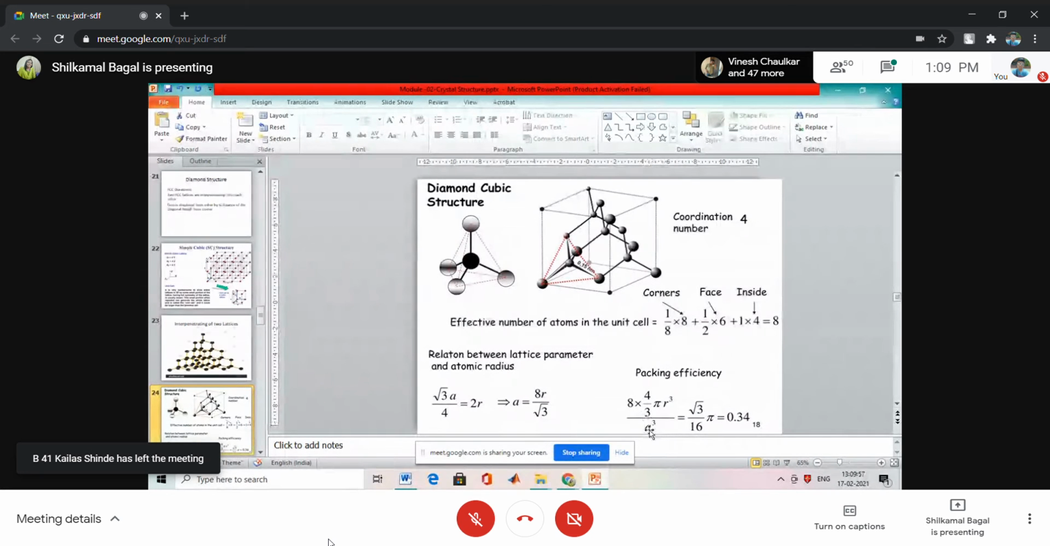So packing efficiency is given by the ratio of the volume of atoms in the unit cell to the volume of the unit cell. The volume of the unit cell is cubic, so if A is the lattice constant, its volume is A cube, and the volume of atoms in the unit cell is 8 into 4/3 pi R cube. So you can calculate the packing efficiency of any structure if we know the shape of the unit cell and the lattice constant, that is, the dimensions of the unit cell. From that we get the volume of the unit cell, the total number of atoms and the atomic radius.